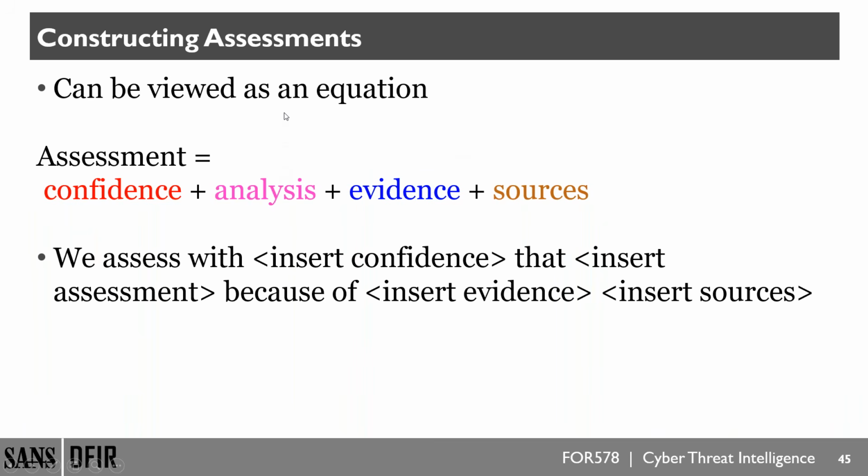In analysis and production, and as we go into that dissemination, you'll often be asked to give an assessment. Now, CTI is a human discipline. If something were a fact, you wouldn't need an analyst to make an assessment about it. Now, remember that there's always going to be some uncertainty. So I love this equation: as you're talking about an assessment that you have of certain information that you've collected, bring together your confidence level, what your analysis is, the evidence you have, and the sources of it.